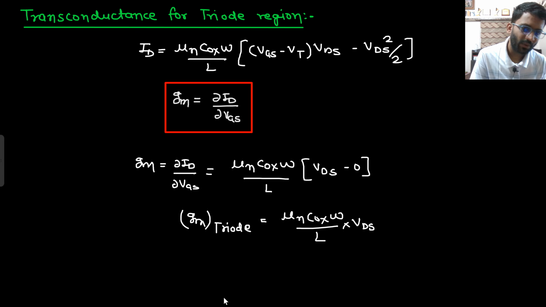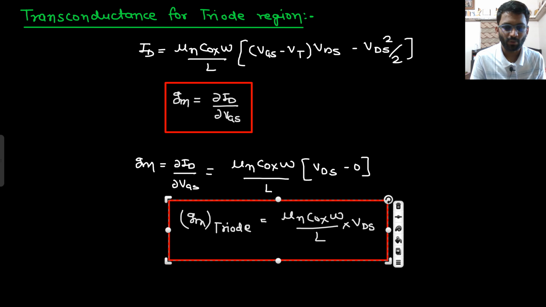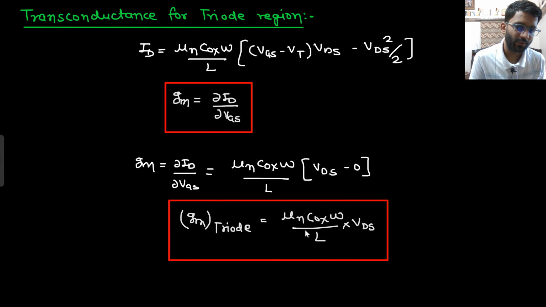Many times students ignore this formula because this is not often used, but they can ask you 1 or 2 marks of numerical kind of question from here. They will ask you the Gm of triode region. Gm of saturation region is often used, we will find it again and again, but this we don't use again and again. Only once or twice we will see it. So I will take a numerical example so that you remember it.